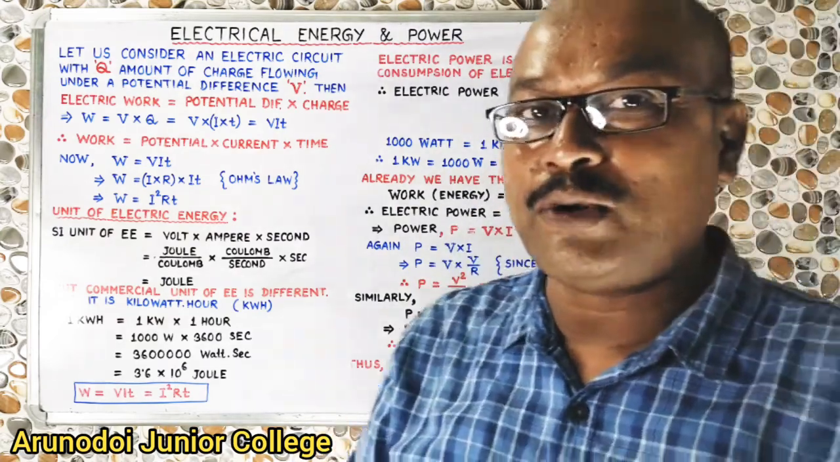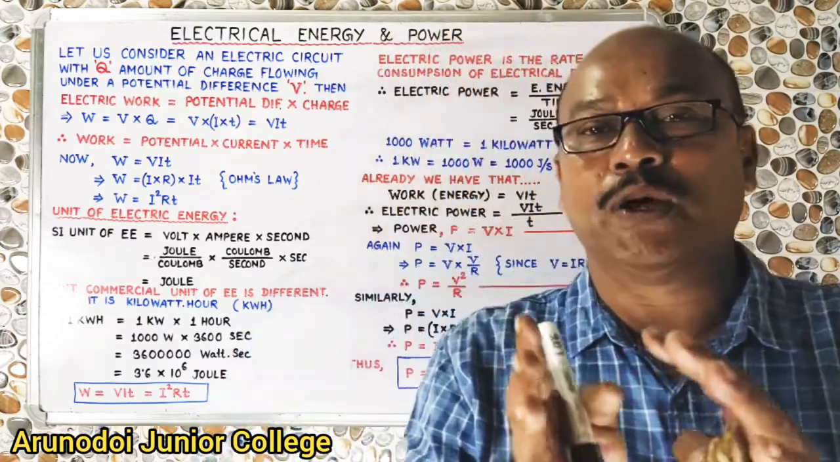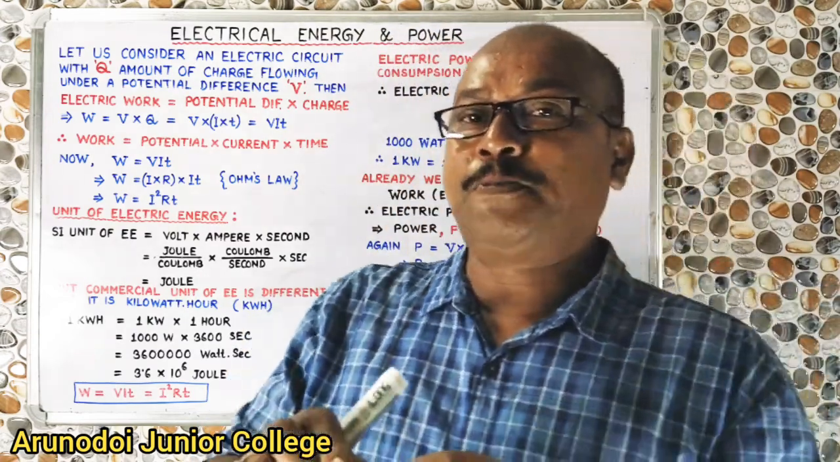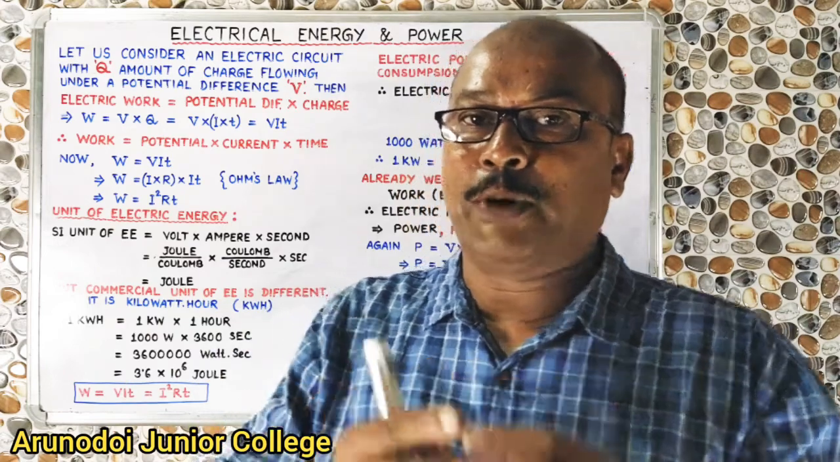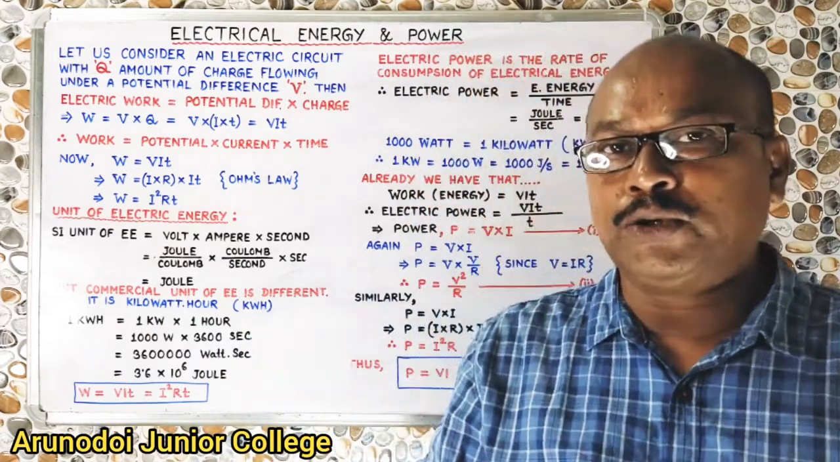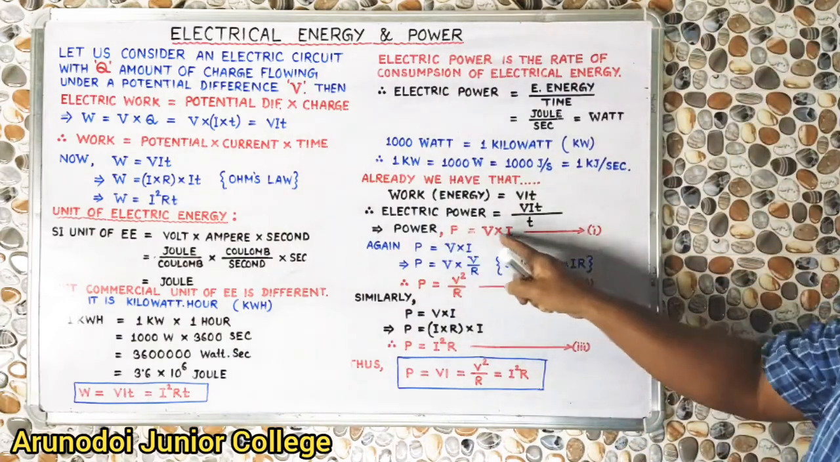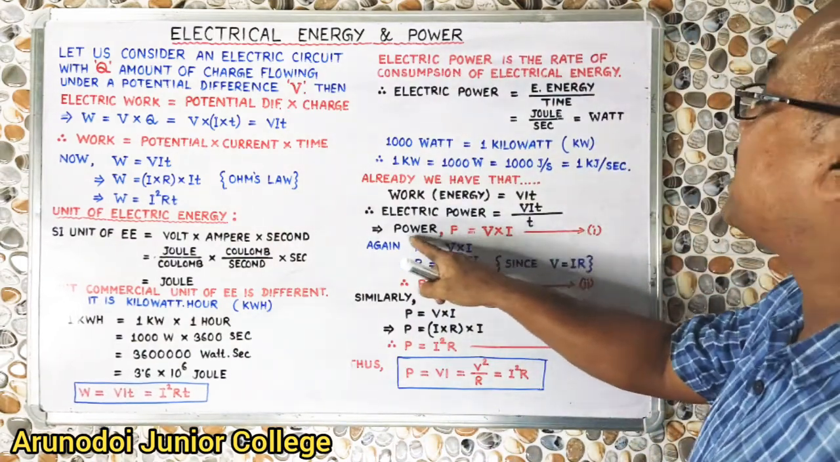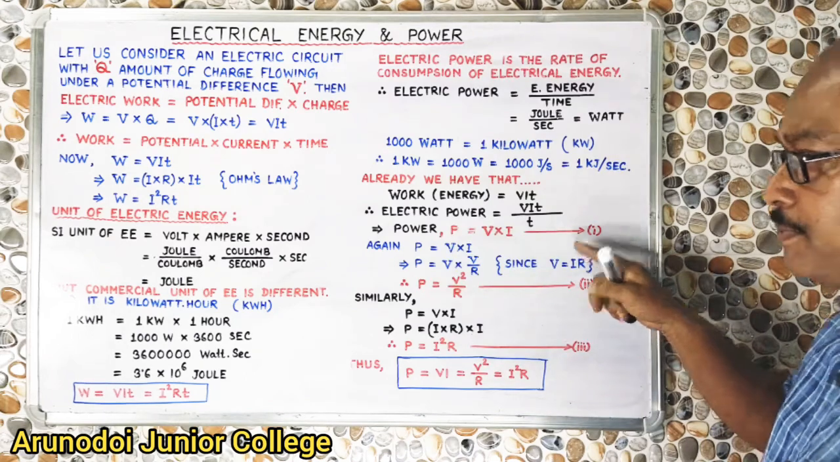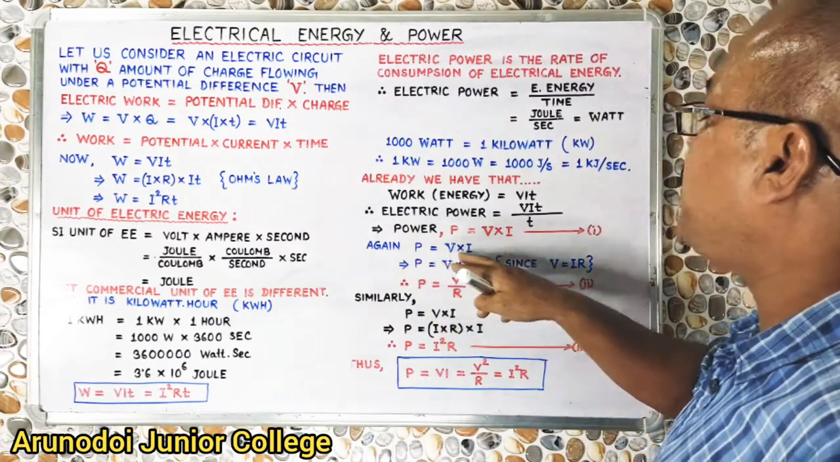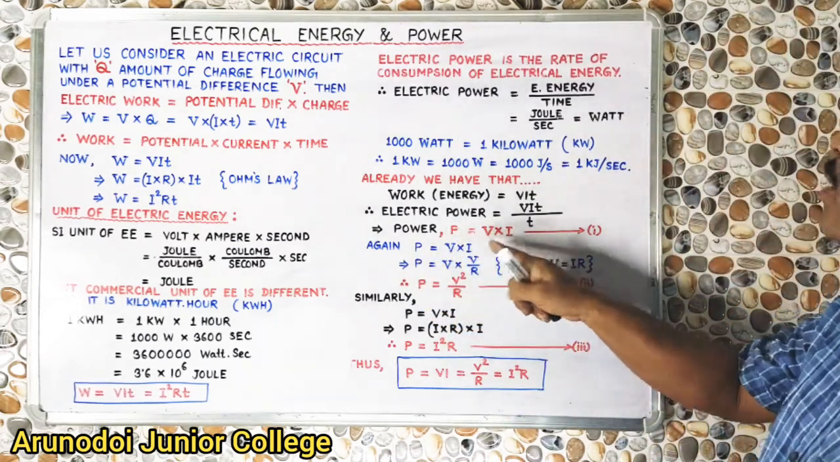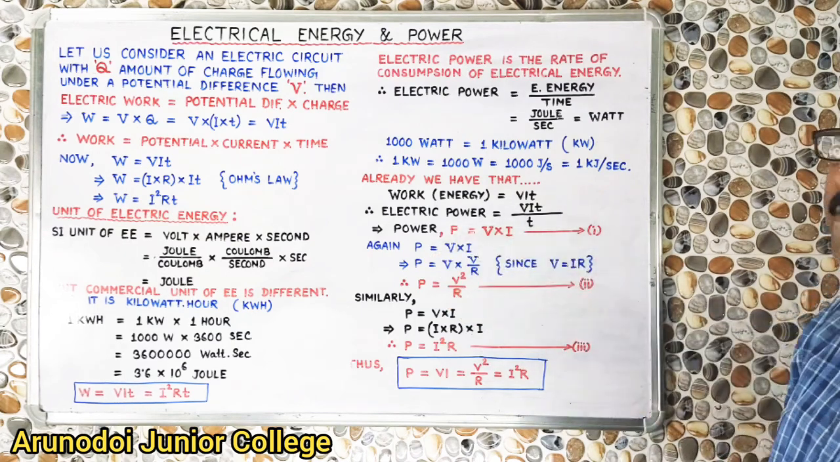So how can we calculate electric power? Power is equal to voltage into current. That is P is equal to V into I, V for potential difference or voltage, into current, that is I. So this is the first representation of how electrical power can be calculated. Again, P is equal to VI. This formula we are rewriting here: P is equal to VI.